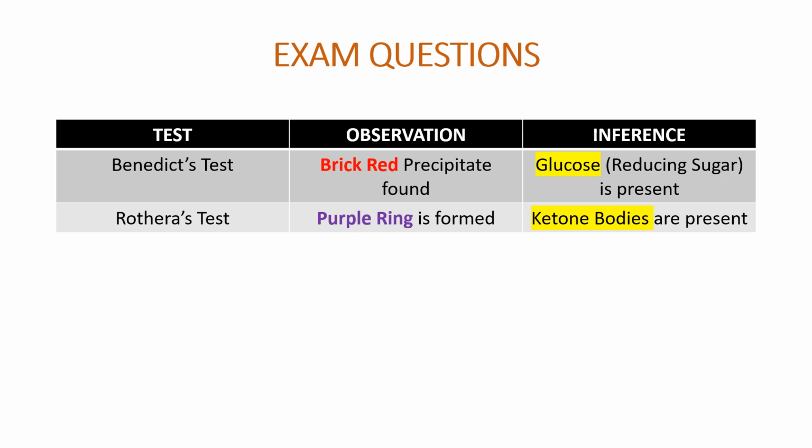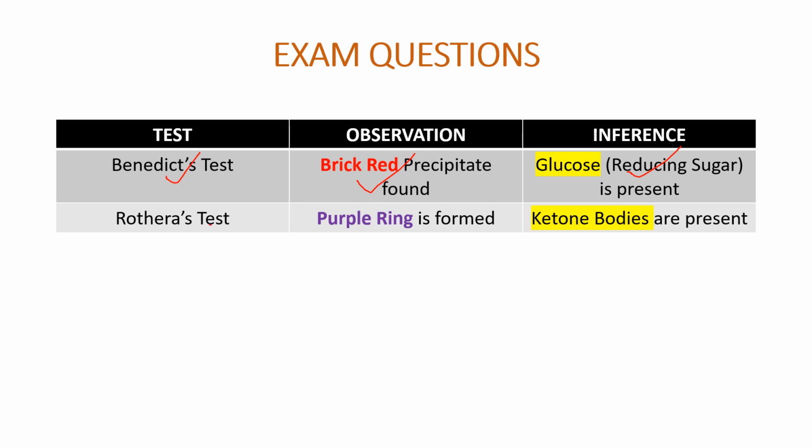So when the examiner asks you, tell them, but in your exam paper, you should write just these things. That is, you put a box and you write what is the test that you have done. So in the first thing, you have done the Benedict's test, and in this Benedict's test you see a brick red precipitate, and your inference is that reducing sugars, that is glucose, is present in the urine.